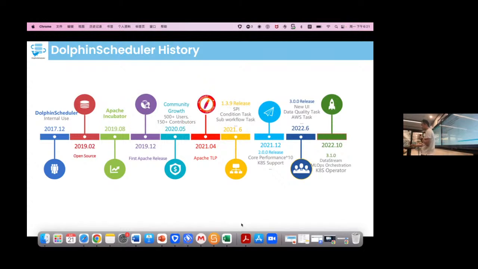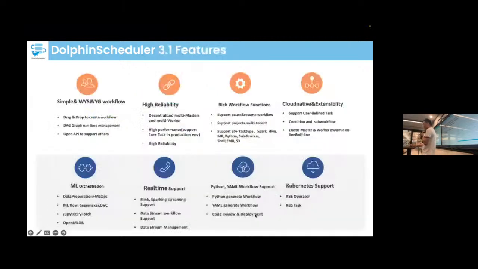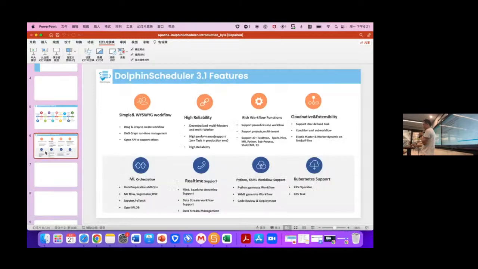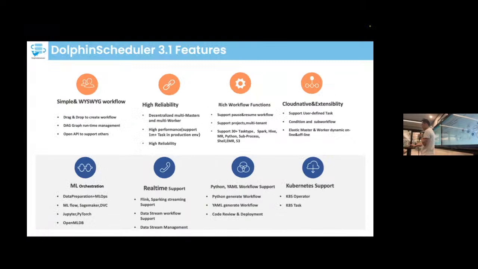Okay, for DolphinScheduler, the biggest advantage is its agile and flexible workflow management. You can use drag and drop, or another word is what you see is what you get, for workflow creation and management, and also, as I mentioned before, you can use Python or YAML to generate the workflow, and also use the API. So it's suitable for both developers and non-developers.